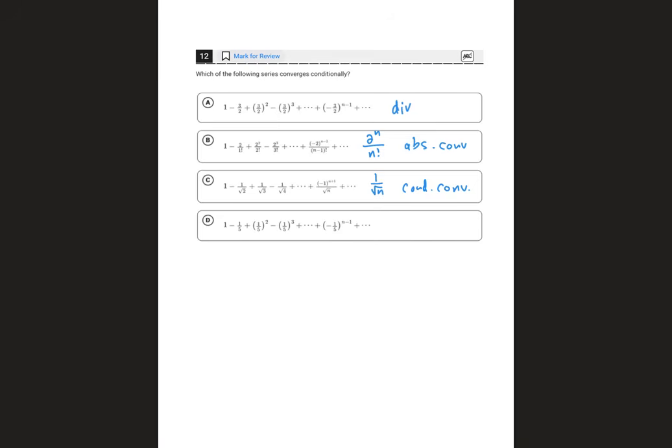This is absolutely convergent. Okay, and then let's look at the last one. Same idea. The general term is 1 over 5 to the m. So this is a geometric series. Even on its own, without the alternating series part, this converges because it's a geometric series, so we don't even have to look at the alternating series part. This is absolutely convergent. Okay, so which one's conditionally convergent? That's C.